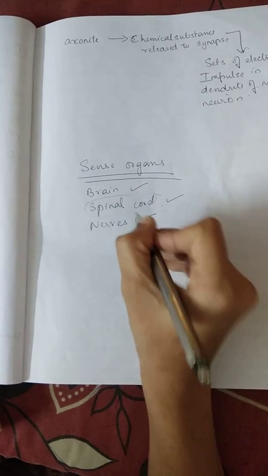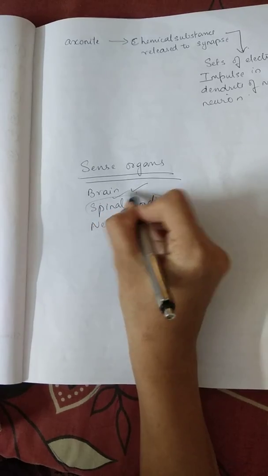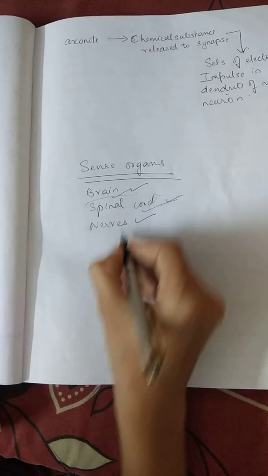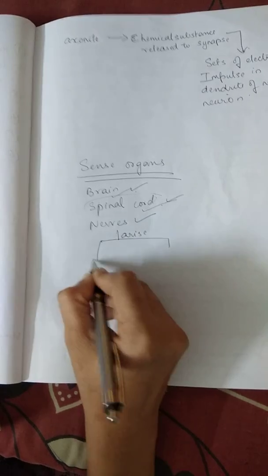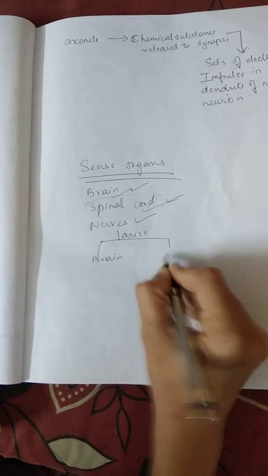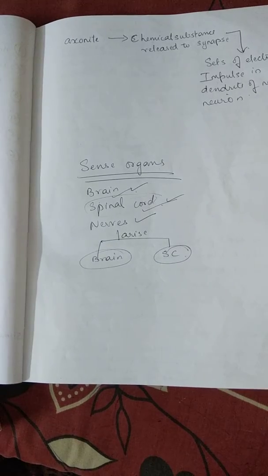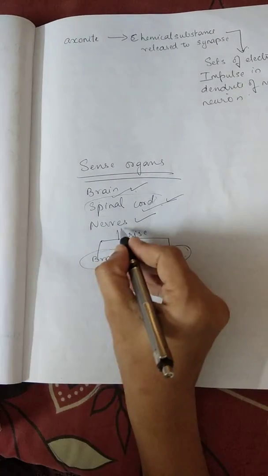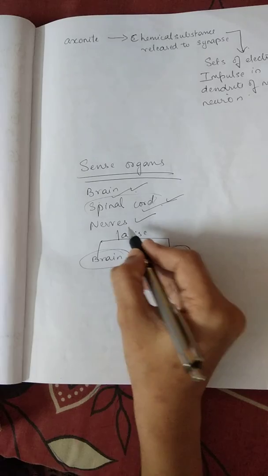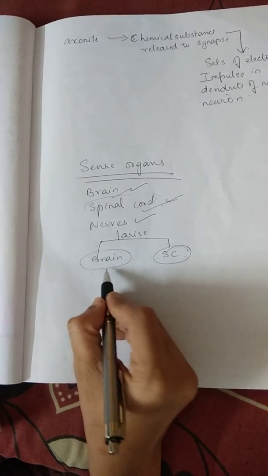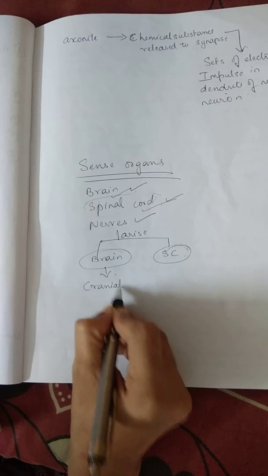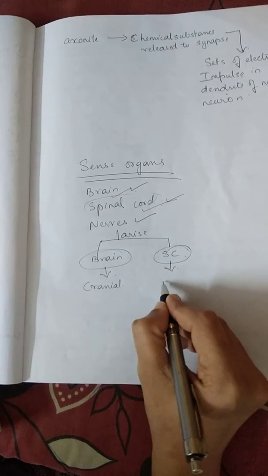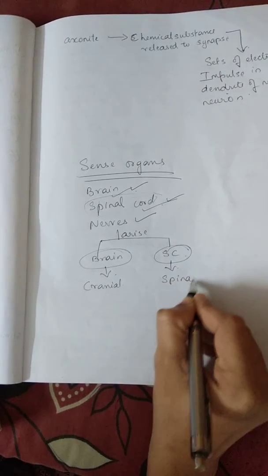And we can see that the nerves arise from both the brain and the spinal cord. So nerves actually arise from both brain and spinal cord and travel throughout the body. Based on where the nerves are arising, if they are starting from the brain, they are known as cranial nerves. If they start from the spinal cord, they are known as spinal nerves.